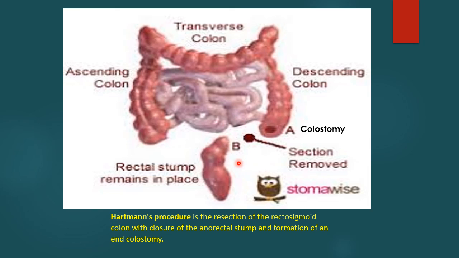Then you wait for a couple of weeks or a couple of months until the patient is stabilized and there's proper healing and the area of resection is healed. Then you go back, undo the colostomy and rejoin with the rectal stump, thereby establishing continuity. And this operation is called Hartmann's Procedure.